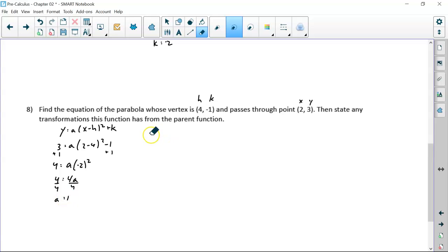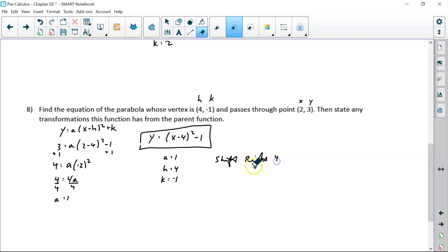So for our parabola, y equals 1, which we don't need to write, so it's (x minus 4) squared minus 1. There is our parabola. So A is 1, nothing happens there. H is 4, and K is -1. So all we're going to be doing is shifting to the right 4 and down 1. There are our transformations from the parent function.